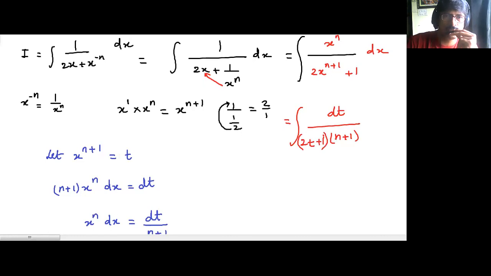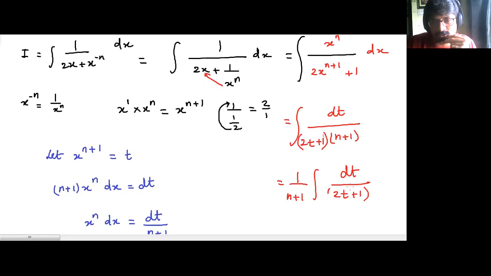Hope you understood this. Till here everything is perfect. Now understand this. This is like the constant, isn't it? So I can take that out. 1 upon n plus 1 common outside. Integration of dt upon 2t plus 1.